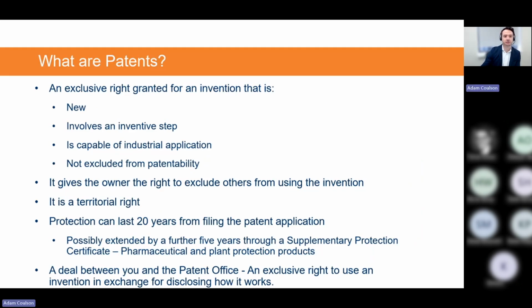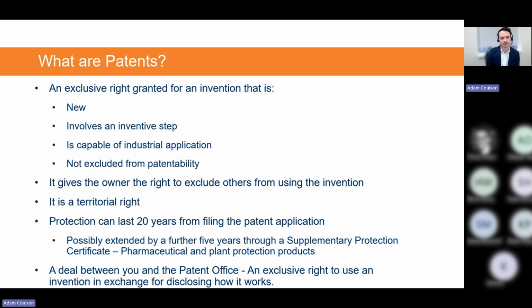Patents are an exclusive right which is granted for an invention. The invention must fulfill three main criteria, these being that the invention is new, which is also referred to as the invention being novel, and the invention must have an inventive step, and the invention must be capable of industrial application. The invention must also not fall under a category of being excluded from patent protection, such exclusions being mathematical methods, scientific theories, or methods of doing business.